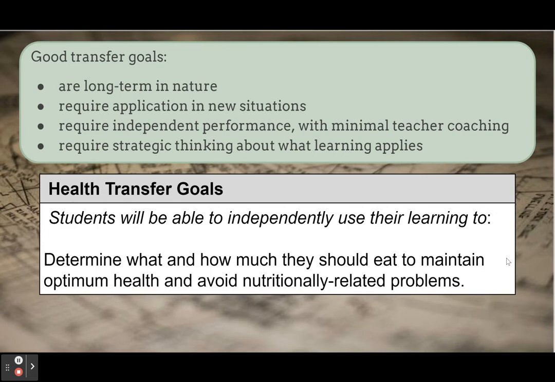For instance, students might learn information about what people who might have type 1 or type 2 diabetes should eat to maintain optimum health, but maybe the situation they're faced with to prove that they've transferred their learning involves somebody who does not have diabetes. So students will have to think strategically about what they've learned to determine what actually matters in that context.